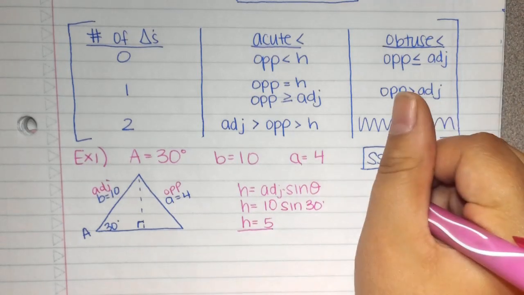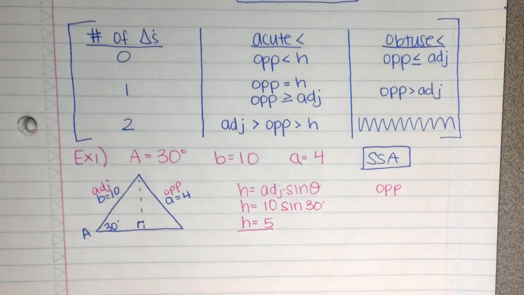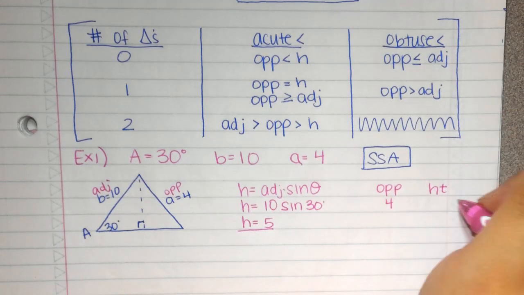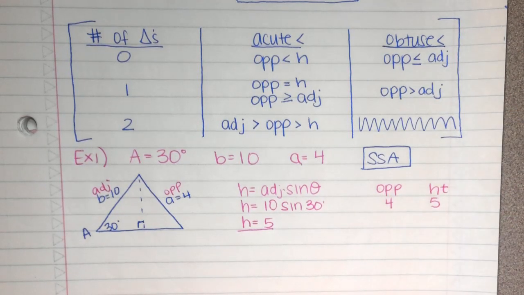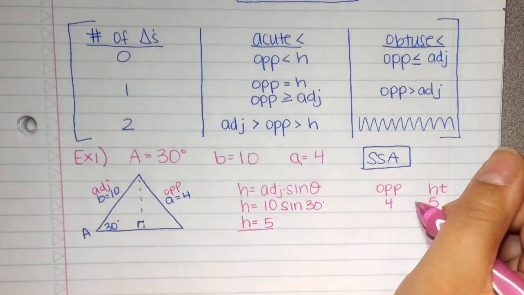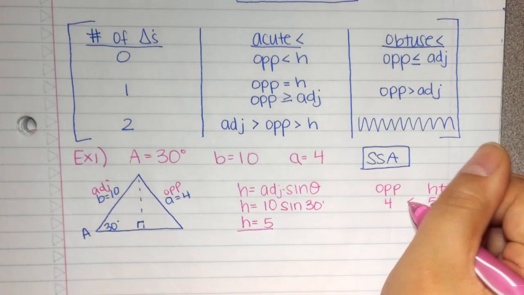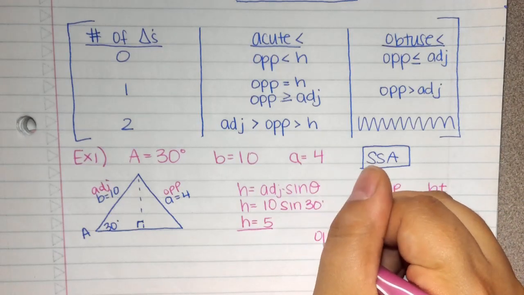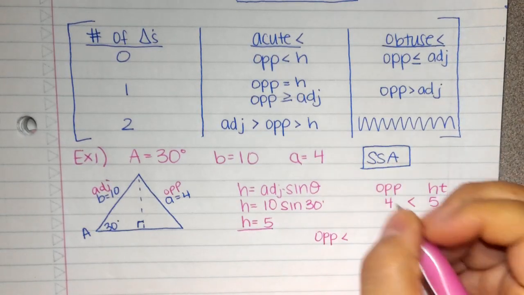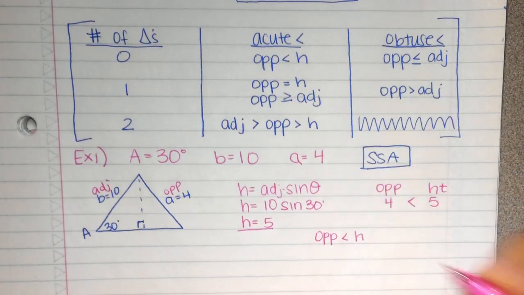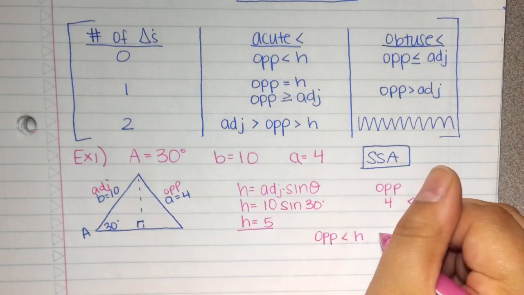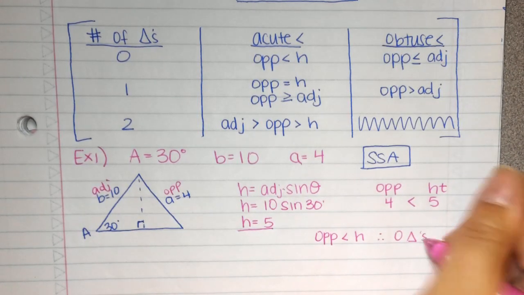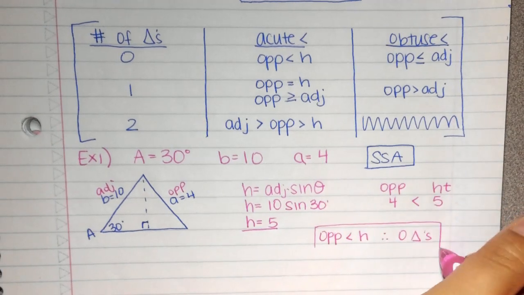All right, so what do we know our opposite is? 4. What do we know our height is? 5. How do they compare? Our opposite is less. So if my opposite is less than my height, therefore what? 0 triangles. And that's my answer.